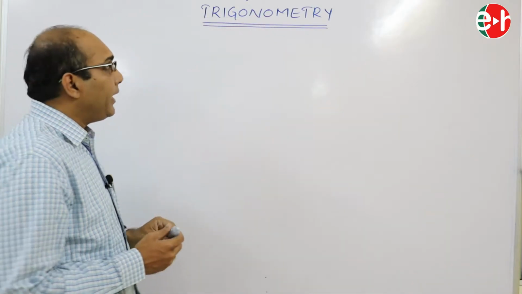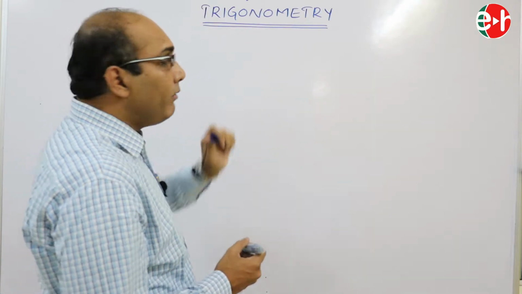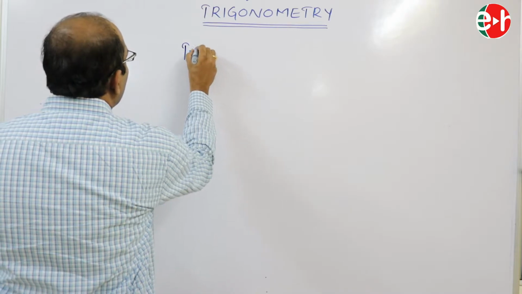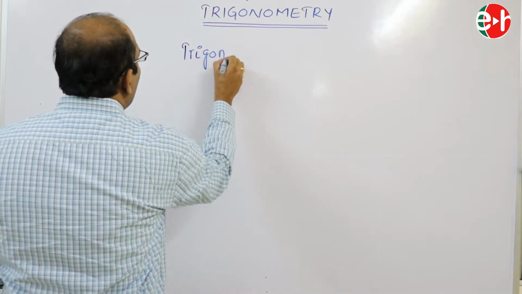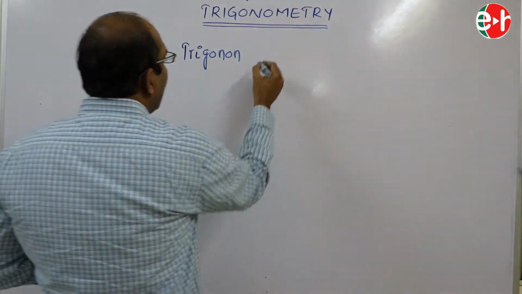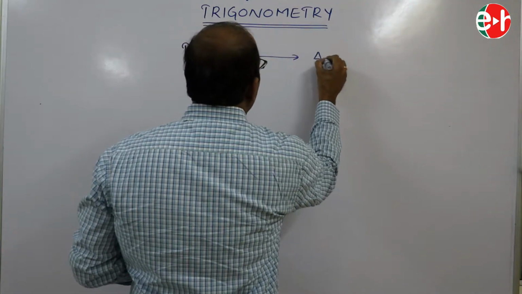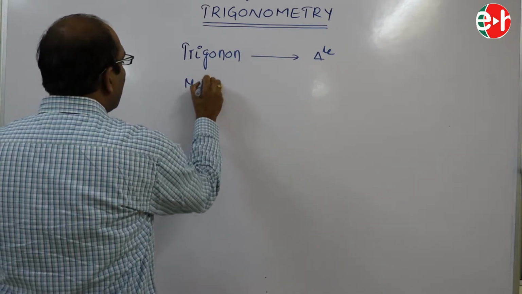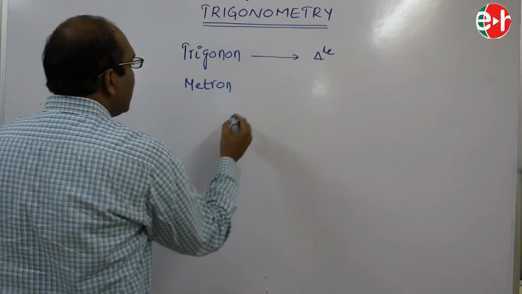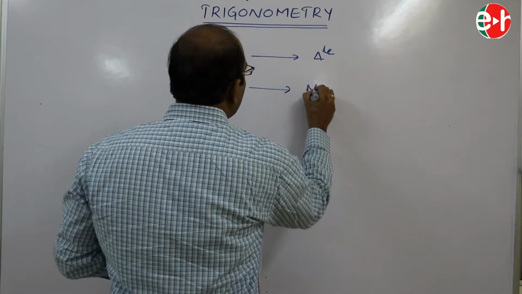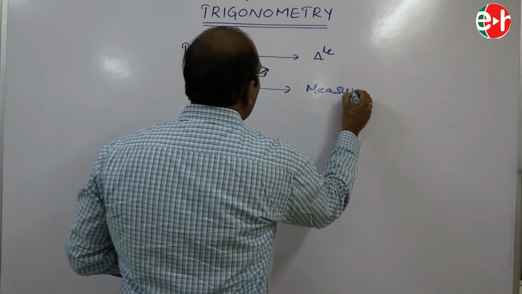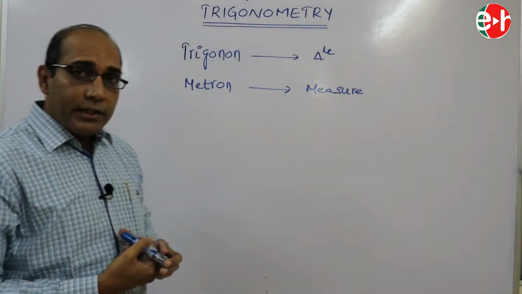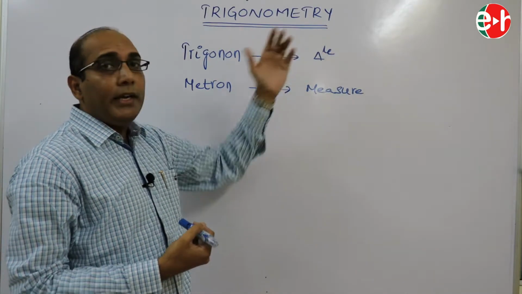Trigonometry. Here we have two words in a single word. The first word is trigonon, which means a triangle. And the second word is metron, which means a measure. Therefore, trigonometry is nothing but the measurement of a triangle.